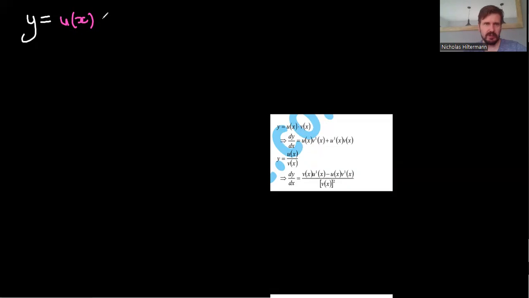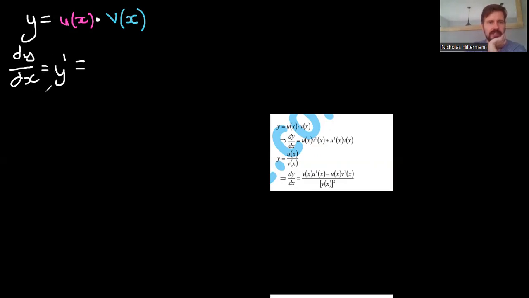I'm going to just put it in color to help make things a little bit simpler. So y equals ux, and then they tell you if y equals ux, then dy over dx. If you ever see y dash, that just means the same thing. It's just a notation thing. So dy over dx or y dash, it just means derivative.